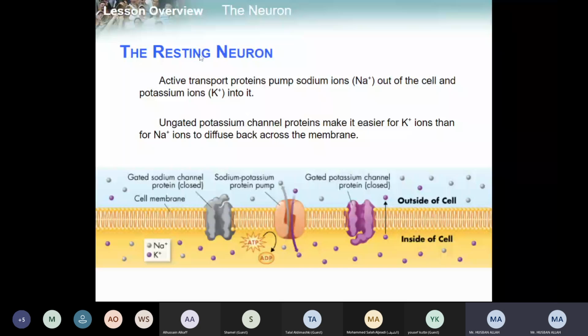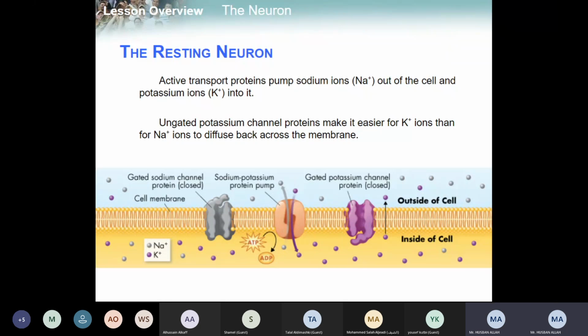In the resting neuron, the active transport protein pumps sodium ions, which have the chemical formula Na+, out of the cell, and potassium ions, which have the chemical formula K+, into it. So if you look at the active transport protein pump, or in simple words, the protein bridge, the active transport protein pumps sodium ions out of the cell and potassium ions into the cell.